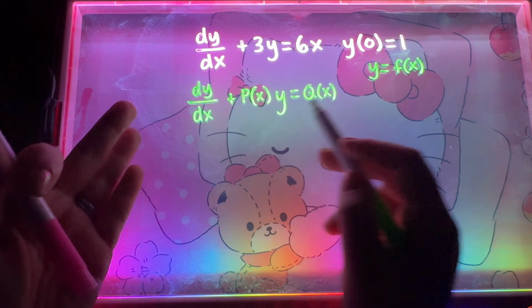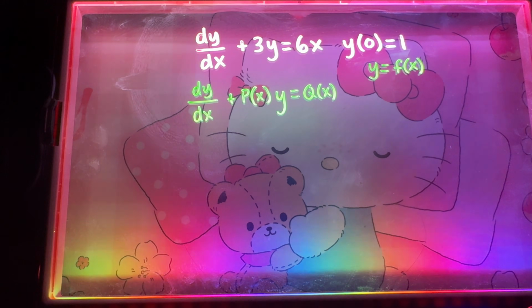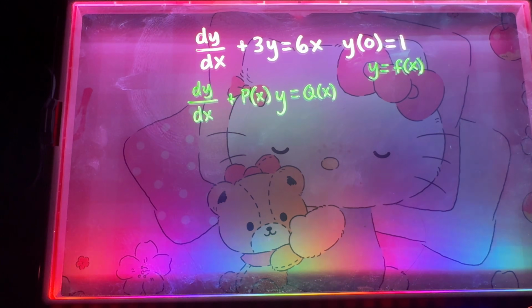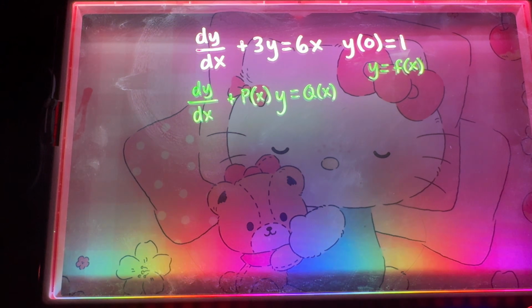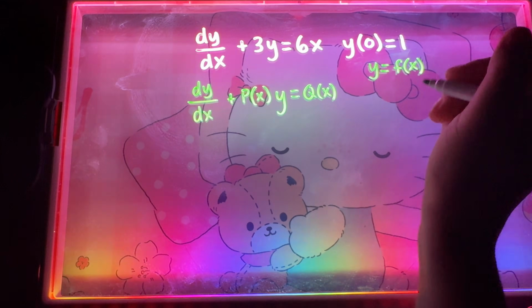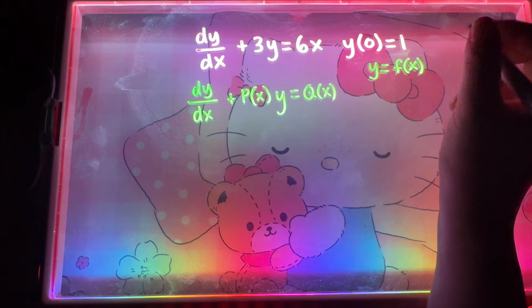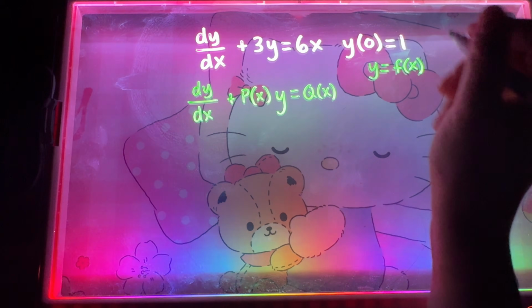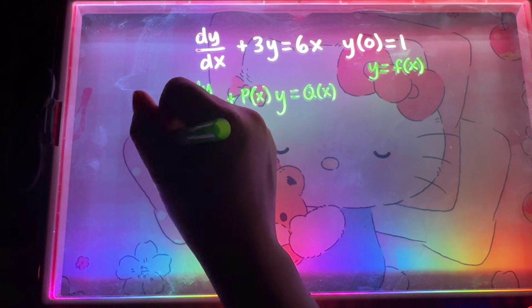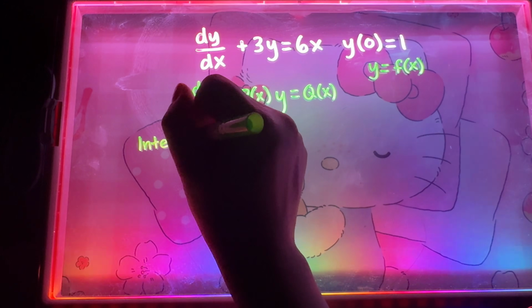Because the first thing is to get it into this form if it's not. The second thing is we are going to find an integrating factor. Often we call it mu, but sometimes you'll see other letters like rho or something like that. But the key thing is you're finding an integrating factor.